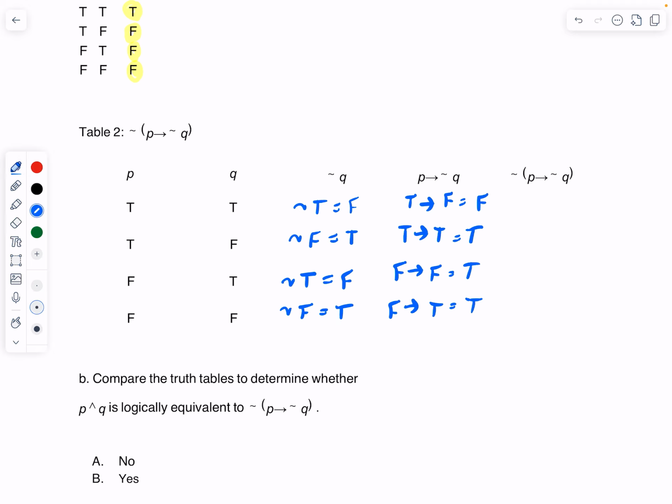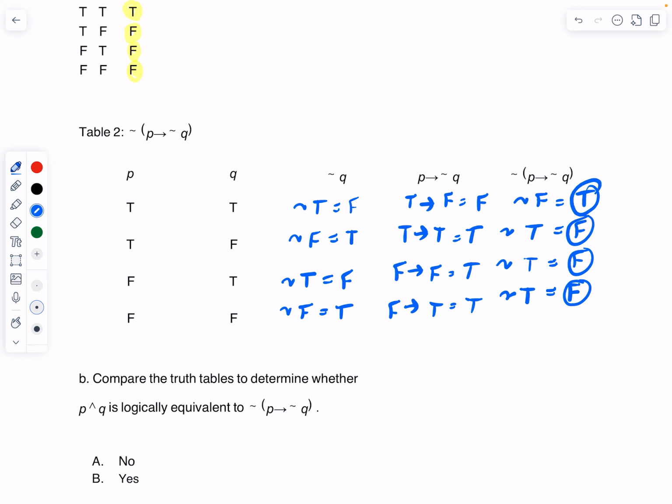Okay, now I have to negate what I just found. So I'm going to do negation of false, negation of true, negation of true, negation of true. Negation of false is true, negation of true is false, negation of true is false, negation of true is false. So I have true, false, false, false.